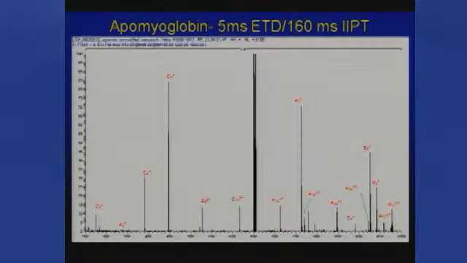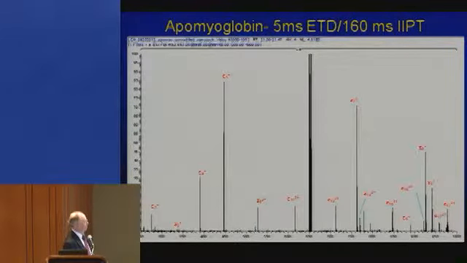Remember, that's from the amine terminus, and we're missing the fragment that would tell us what the first 2 amino acids are. It starts at C3, and that's because the RF used to transport the ions down to the C-trap cuts off that low mass portion of the spectrum. So we're going to want to have a cure for that, and I'll show you in a minute.